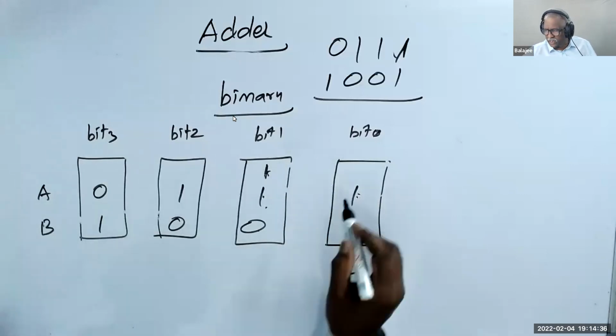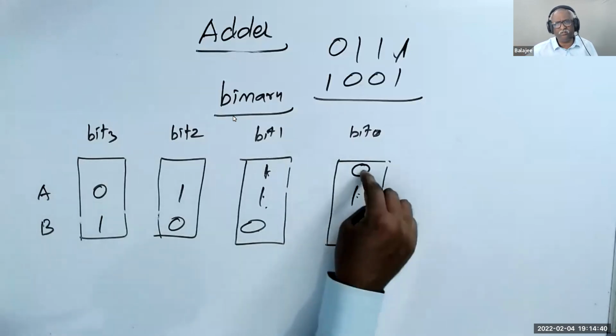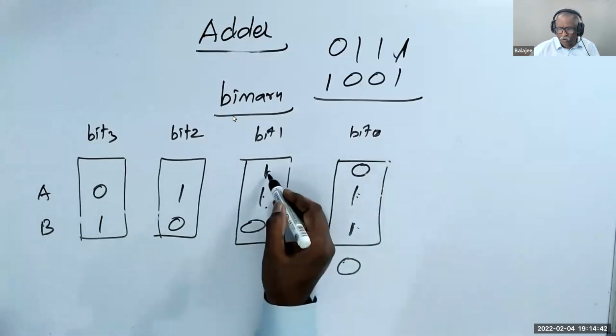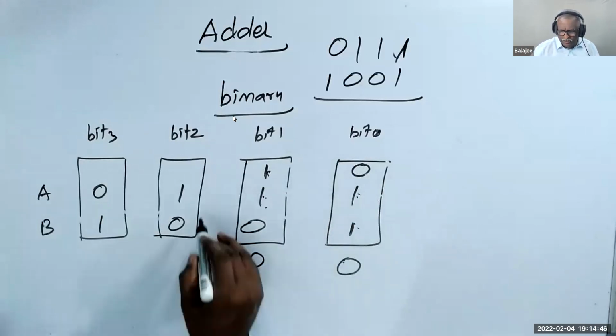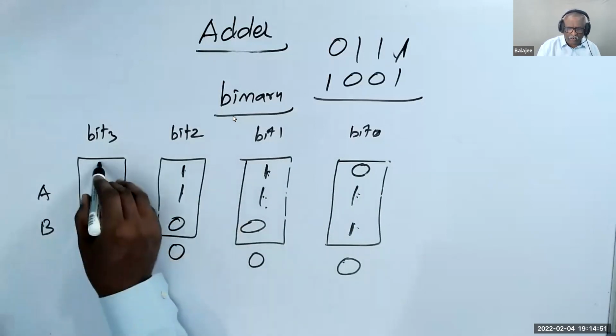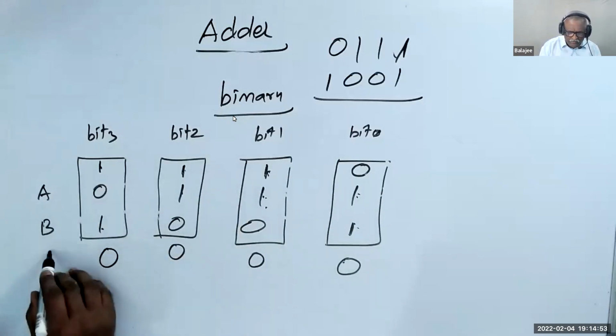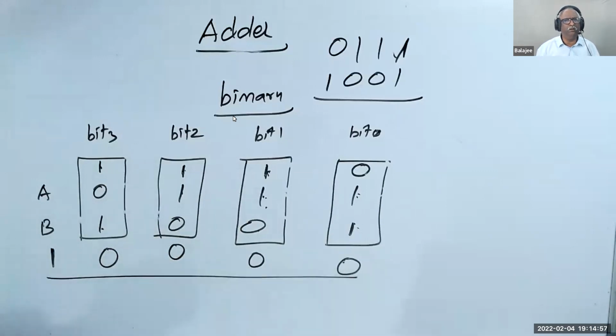So what I did was I add a 0 here. I'm adding 0 here. Then 0 plus 1, I get 1. The 1 goes here, carry. 1 plus 1, 0. The 1 goes here. 1 plus 1, 0. The 1 goes here. So now what happened? It's very simple.